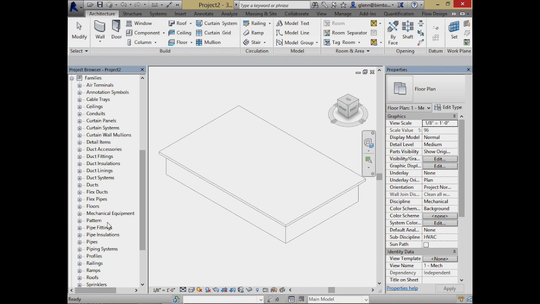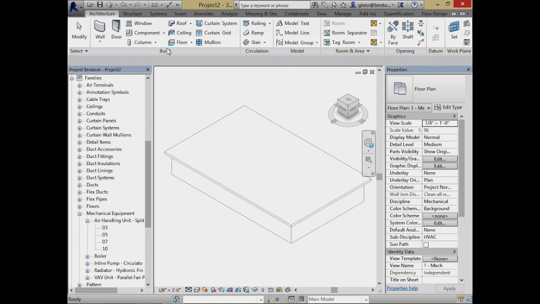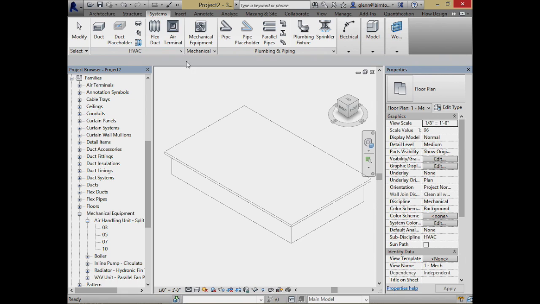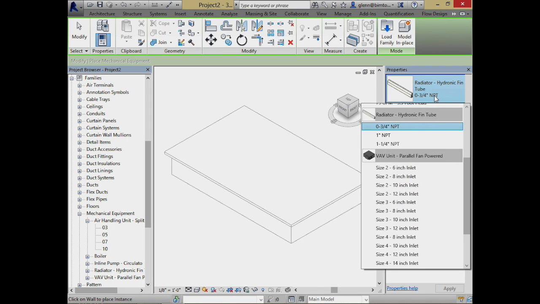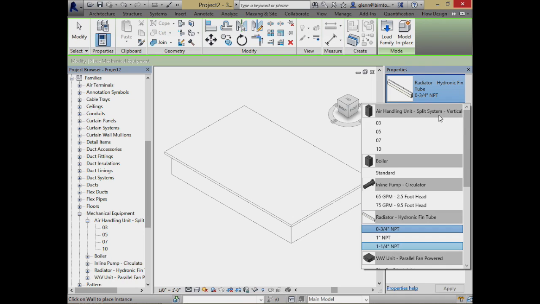If I go to the families, it's under mechanical equipment. You can look for it that way. So we have some air handling units that are already loaded in there. Okay, we can bring in one of those, or if you want to, you can go to the Systems tab, and I can say that I have some sort of air handling unit. It's under mechanical equipment. It just takes us to a separate section over there. So I can just put in an air handler.